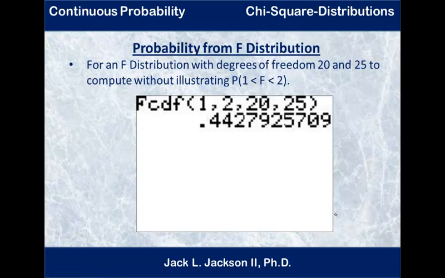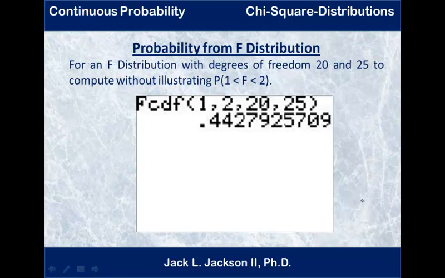If we want to use the FCDF without graphing anything, it works very much like the chi-square or the T distribution, except that there are 2 degrees of freedom you have to put in. So it's lower, upper, and then your degrees of freedom 1, degrees of freedom 2. So FCDF 1, 2, 20, 25. If you're computing probabilities, this is going to be much easier than going through all the shading and all that stuff. But if you need to see the illustration, we already have gone over how to do that. But if you're just computing probabilities, this is going to be your most straightforward way with an F.